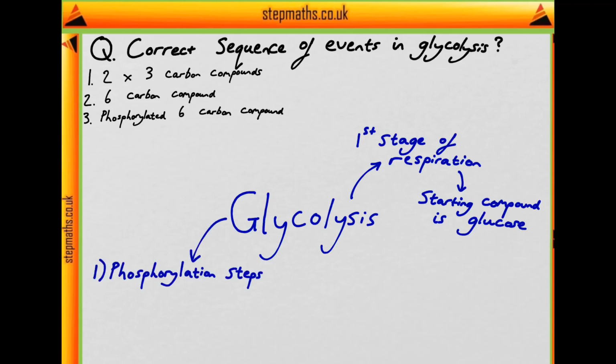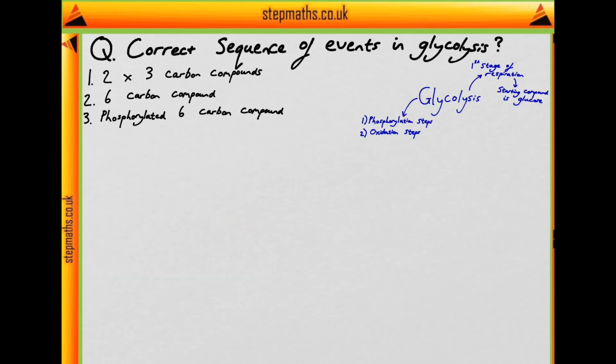Next, we know that glycolysis is made of 2 steps. First, we have the phosphorylation steps, followed by the oxidation steps. So now that we have this base knowledge, we can address the question. We know that glucose, a 6-carbon compound, is the starting compound for glycolysis. So what's the next step?